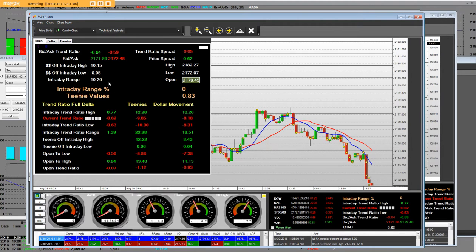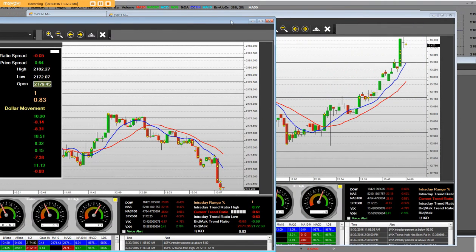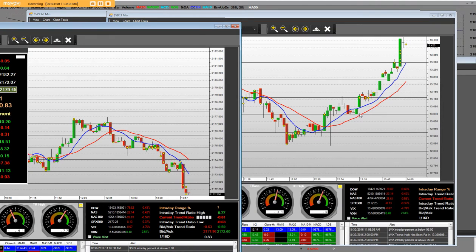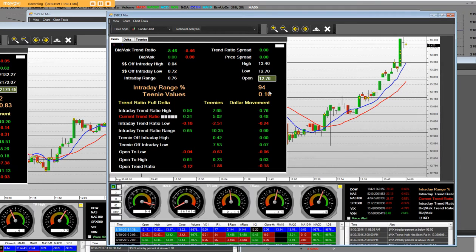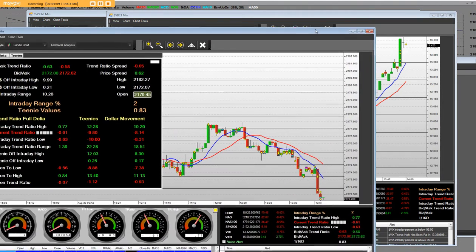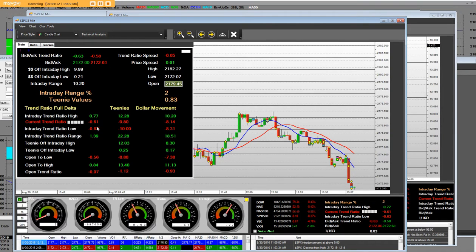We did have a big move off of the intraday high. Look at this, 10.11. That means this is a $10 reversal in the S&P. And as that reversal was happening, we could see where the fear indicator went straight up right here in the teeny ranges. We have a one IR here. And over here, I'll show you how strong that fear indicator is on the VIX. That's 94%, and the S&P 500 IR is only at 2. And the current trend ratio is 0.61.